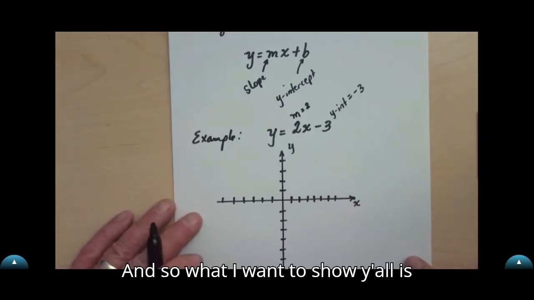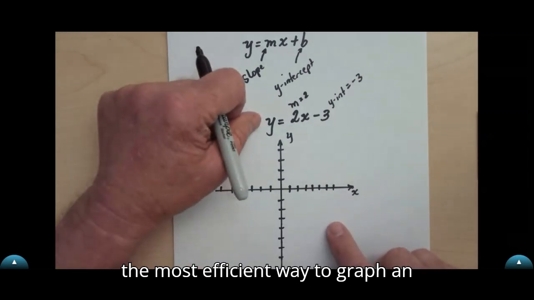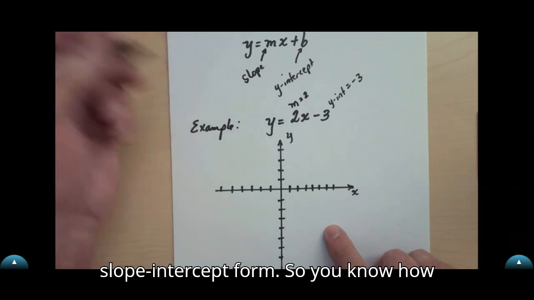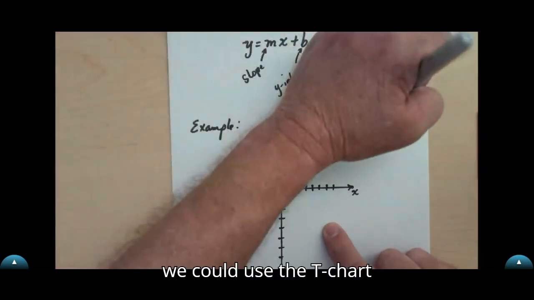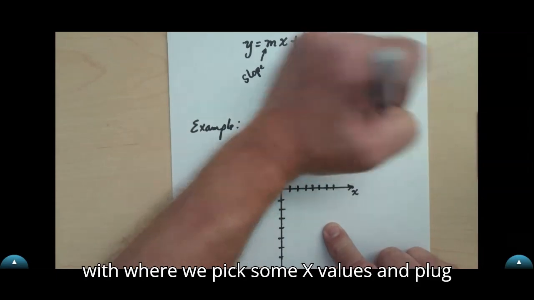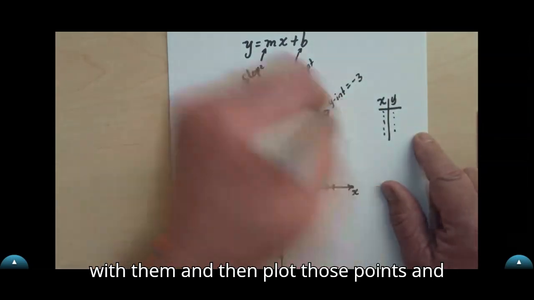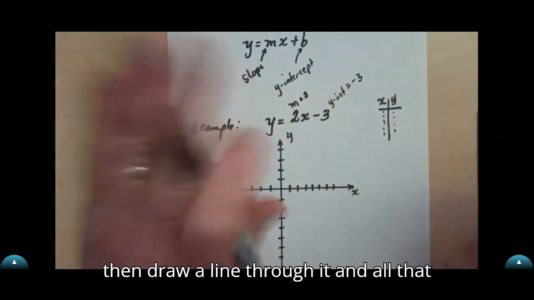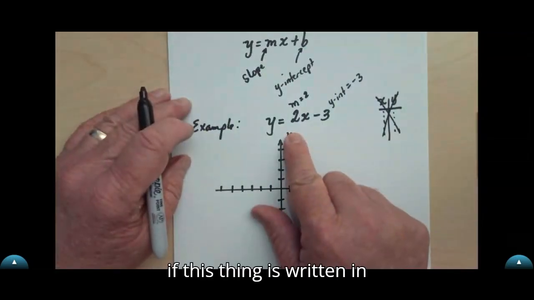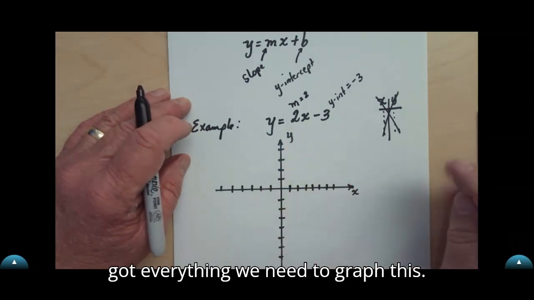And so what I want to show y'all is the most efficient way to graph an equation like this that's in slope-intercept form. So you know how we could use the old T-chart where we pick some x values and plug them in and find the y values that go with them and then plot those points and then draw the line through it and all that stuff. We don't need to do that at all if this thing is written in slope-intercept form. We've already got everything we need to graph this.